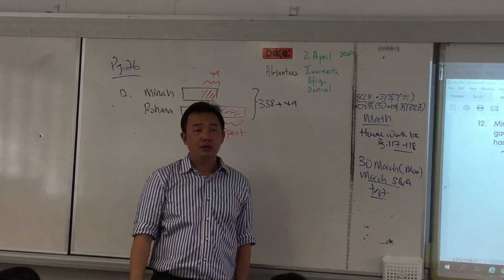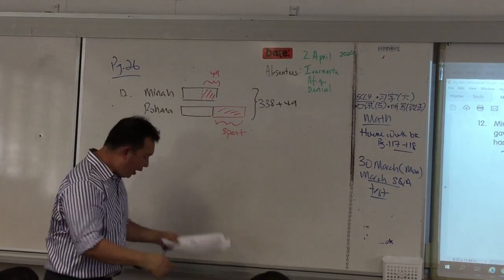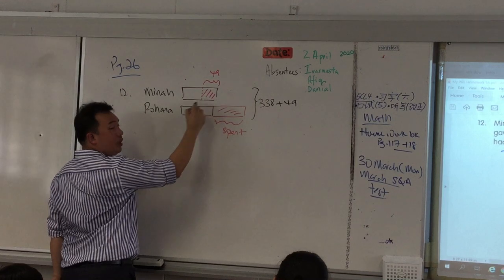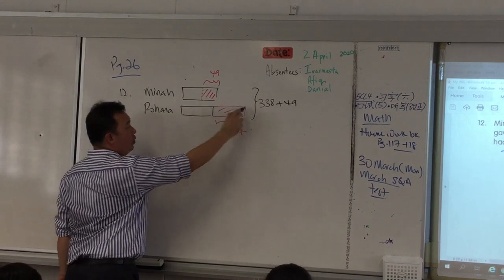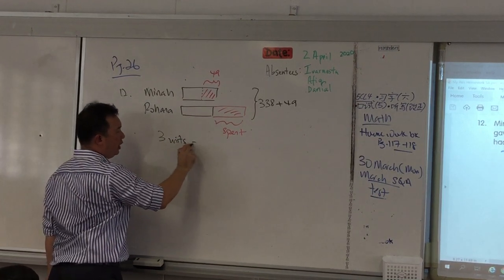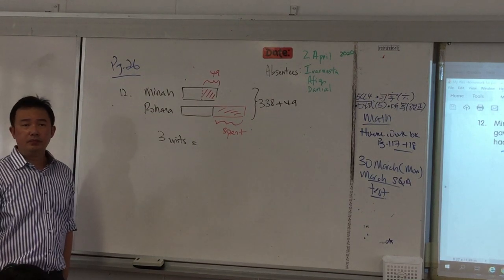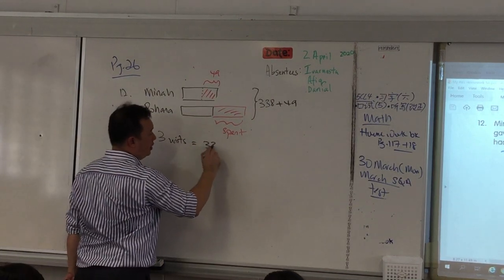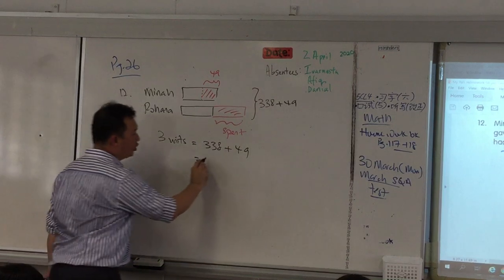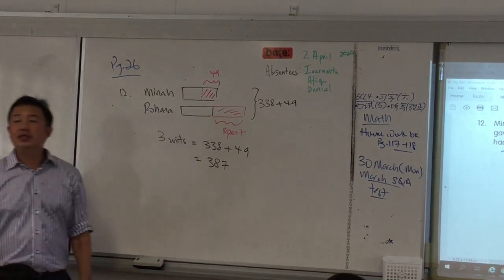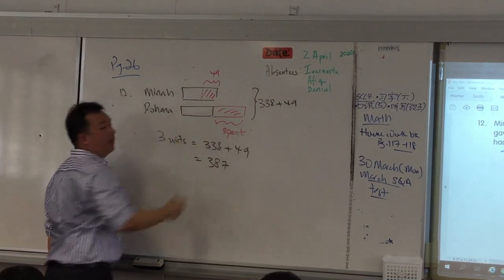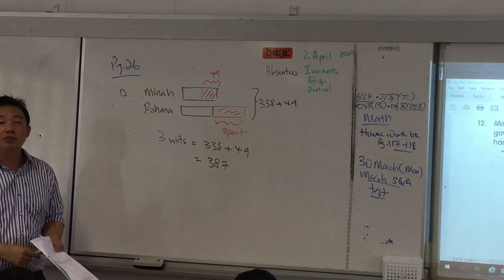Yes, you need to add. You know why? You see one unit here, one unit here, one unit here, right? How many units are there in total? Three. And what are these three units? 338 plus 49. That's the reason why this 49 is useful. Because once you add in the 49, the whole thing becomes 3 units. It's so much easier to work now.